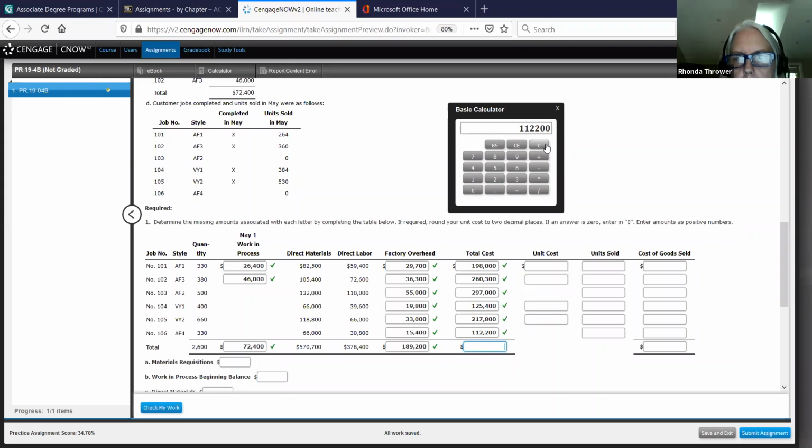Now we're going to combine all of the total cost together to get the grand total of the total cost, or you can add these across. That will also give it to you. And either way works. So if we do 72,400, take that out of there, that doesn't belong there. Work on the calculator up here.